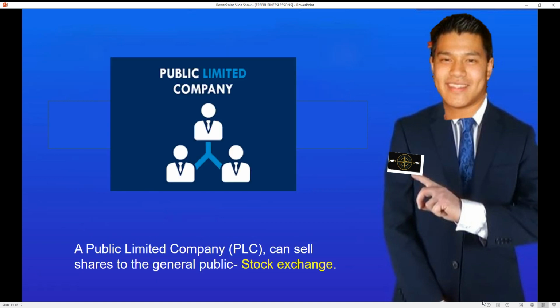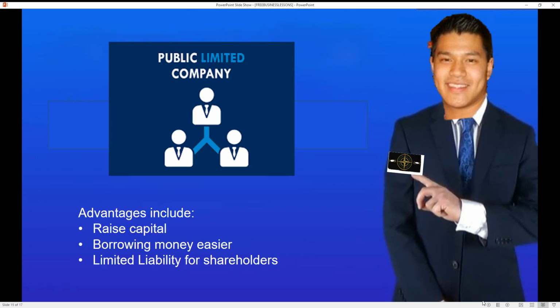So the final business type is public limited company. We have a PLC after the name. So this is a business where they can sell shares to the general public, and you can buy shares on the stock exchange. There's many stock exchanges. There's the London Stock Exchange, New York Stock Exchange. It depends what stock exchange that business is on, but anyone essentially can buy shares in any business. And now these are your big companies like Amazon, Barclays, even football clubs such as Manchester United. These are big PLCs.